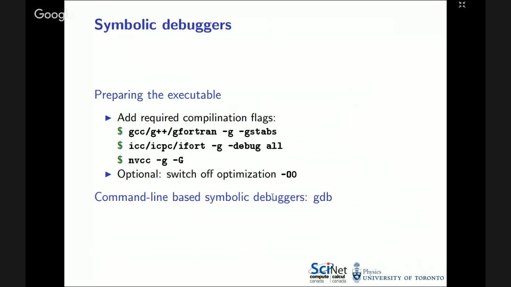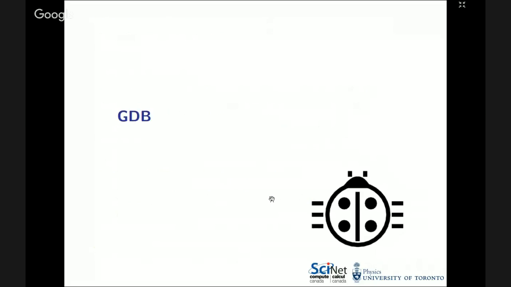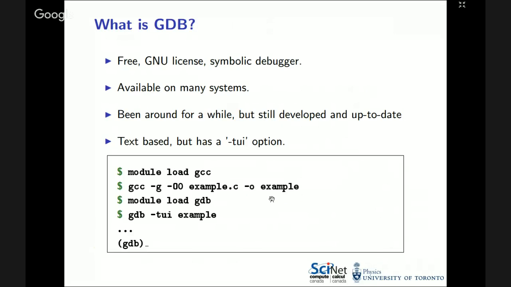So the tool that we're going to use is called GDB, which is the GNU debugger. It's free. It's usually installed in all Linux systems, and if it's not, you can install it. As I said, it's a GNU license symbolic debugger. It's available in many of the systems. It has been around for a while, but it's still developed and supported. It has a text-based interface. You have to add the -tui option for text user interface.